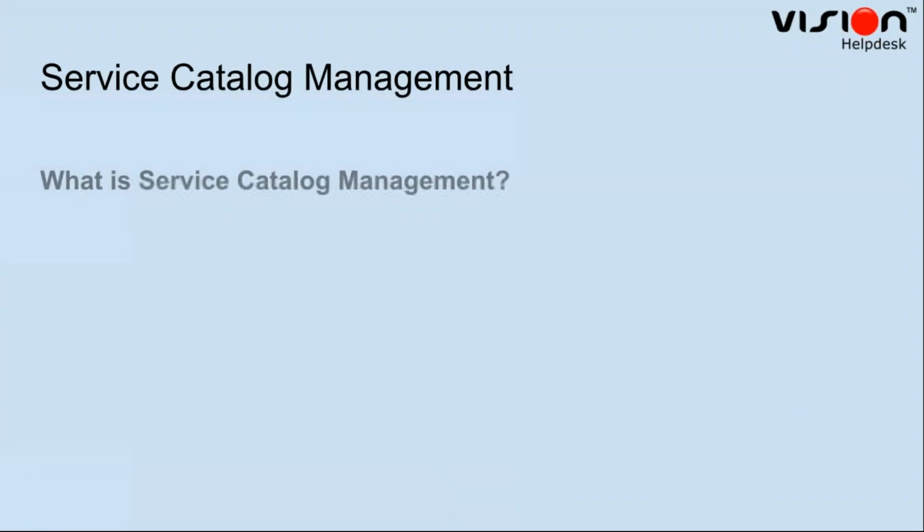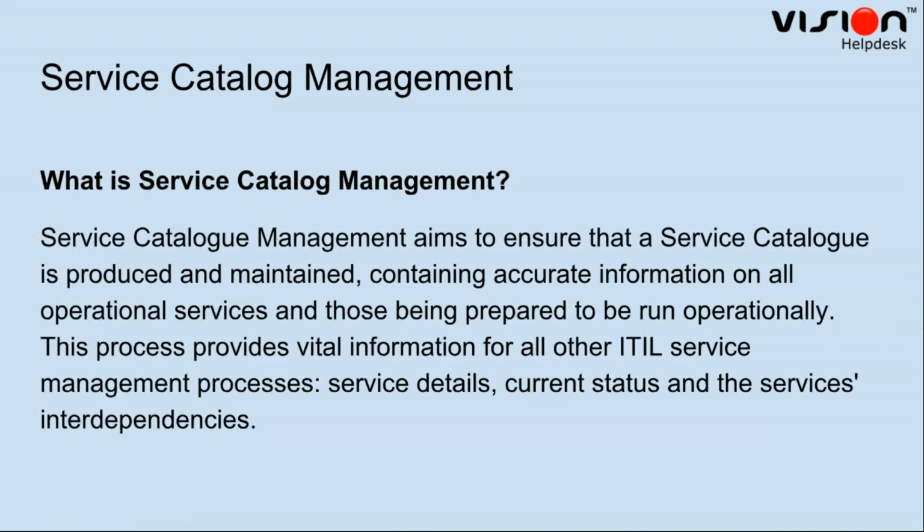Now, what is service catalog management? Well, service catalog management aims to ensure that a service catalog is produced and maintained, and it contains accurate information on all operational services and those being prepared to be operational. This process provides vital information to all other ITIL service management processes, and it also includes service details, the current status, and service interdependencies.